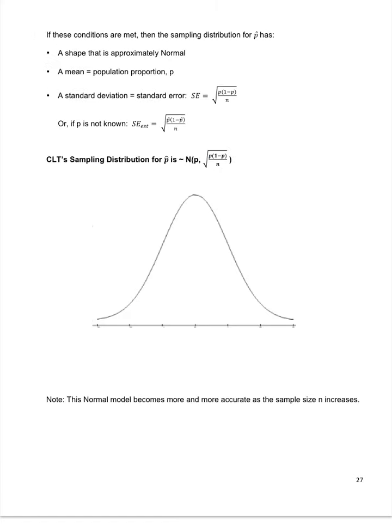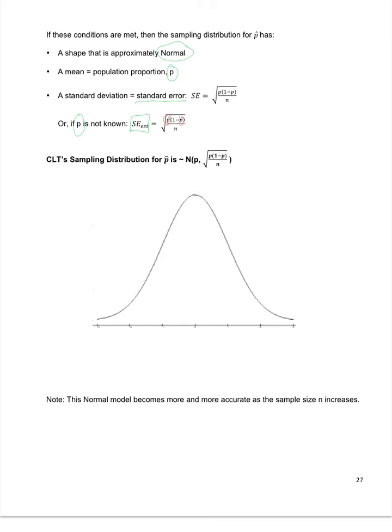Okay, so if these conditions are met, then the sampling distribution for p hat has a shape that's approximately normal, has a mean equal to the population proportion p, and has a standard deviation, which remember we're going to call standard error when we talk about sampling distributions, equal to the square root of p times 1 minus p over n. If you don't know p, remember you can use an estimated standard error, and that just relies on substituting your p hat in for p.